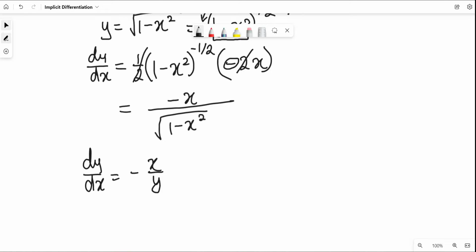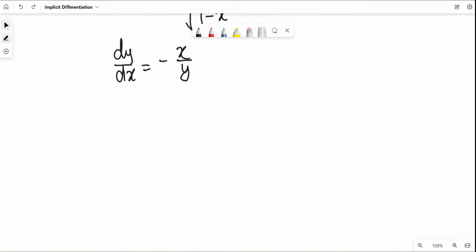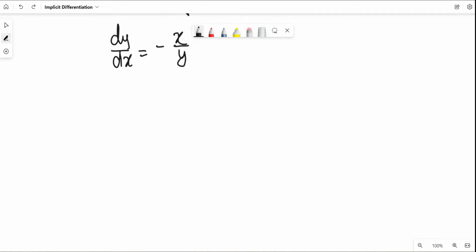And this is very interesting because usually we see that dy by dx is only in terms of x. For example, if y equals x squared, dy by dx is just 2x, and there are no y's in the dy by dx. But in this case it's a little bit different, as we can substitute this value here for y. But there's a different method for doing this, and that is introducing a new variable.